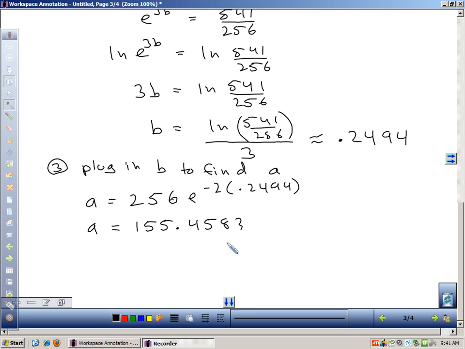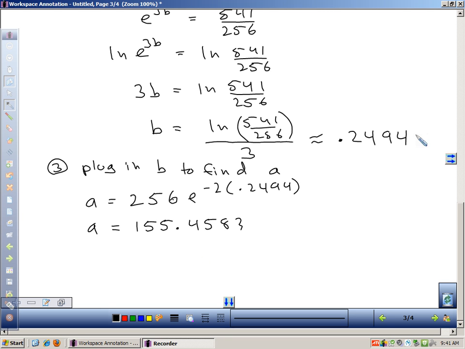Yes. So you just entered in 256 e to the minus 2b into your calculator, you just entered in that a into your calculator. Yes. So I just plugged this into my calculator. Okay. So a equals about 155.4583.